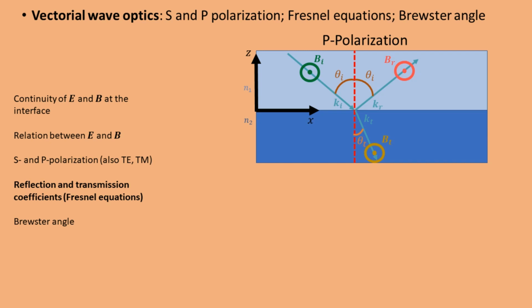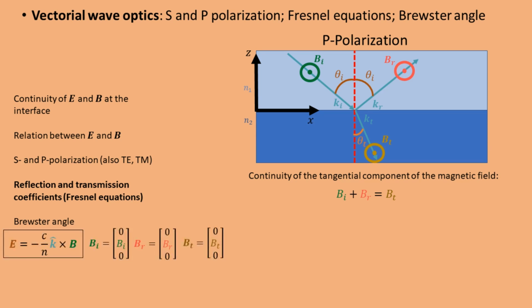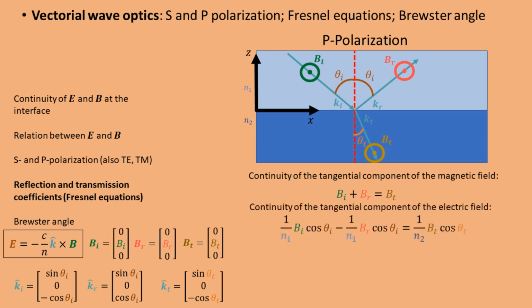Because in the case of P-polarization the magnetic field is tangential to the interface, it is easier to first write down the equation for continuity of the tangential magnetic field. For finding the equation for continuity of the tangential electric field, we must first express the electric field in terms of the magnetic field. So once again, we use the relation between the electric and the magnetic field. We define the magnetic field vectors, and we define the normalized wave vectors, after which we can find the electric field vectors, of which we pick out the x components to write down the equation for continuity of the electric field.